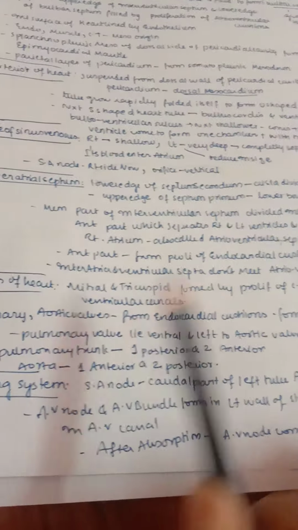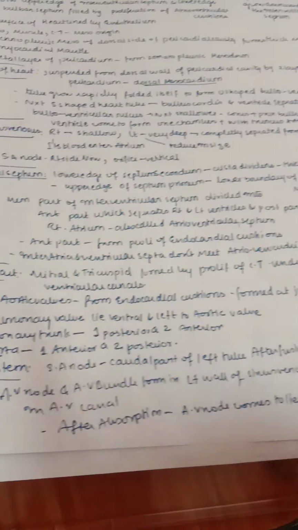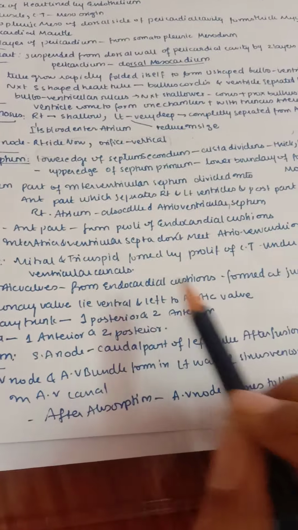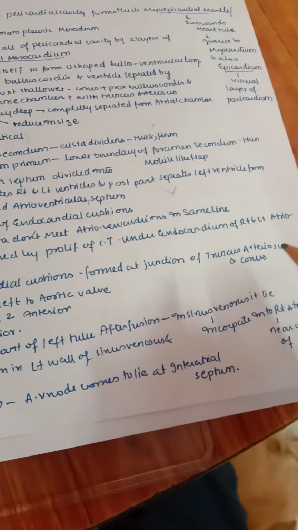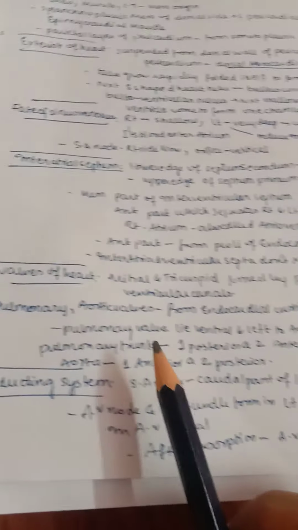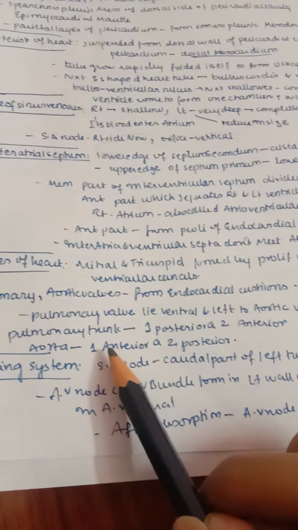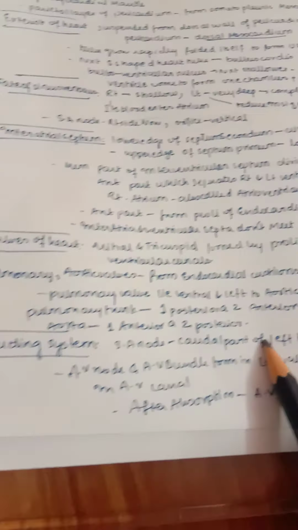So we know we have mitral and tricuspid valve, which are mainly formed by the proliferation of the connective tissue under the endocardium of the right and left atrioventricular canals. So there are pulmonary and aortic valves, which are mainly derived from the endocardial cushions, which are formed mainly at the junction of the truncus arteriosus and the conus. So the pulmonary valve lies ventral and left to the aortic valve, and the pulmonary trunk has one posterior and two anterior cusps, and the aorta has one anterior and two posterior.